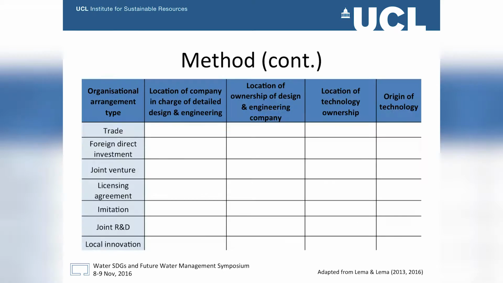All right. And I determined the different organizational arrangements using these four factors. So here on the left, you have the different organizational arrangement types that I just listed. And then at the top, you have different factors that I looked at. So I looked at the location of the company in charge of the detailed design and engineering of the reactor design at the project site. I looked at where this company is owned, where the technology is owned that is used in a project, and where the technology comes from, essentially.